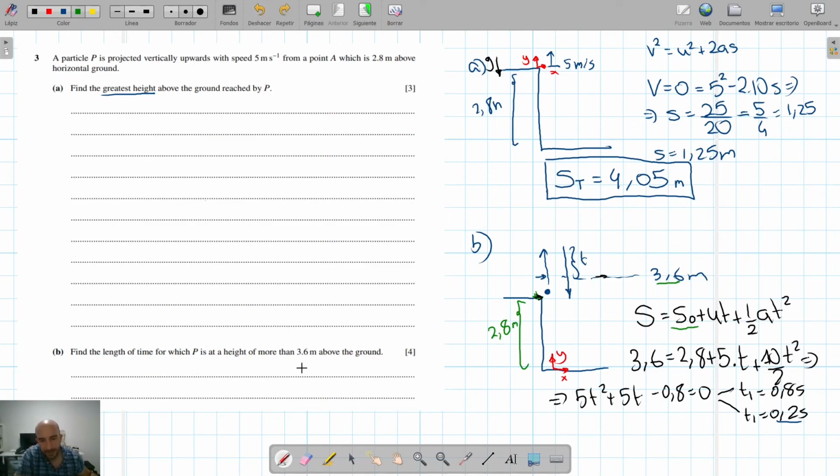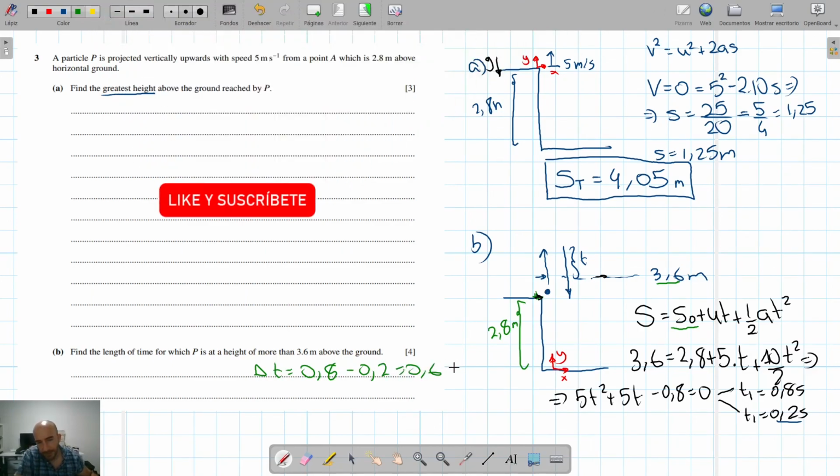So the time that we've been asked for, which is the length of time, is 0.8 minus 0.2, which is 0.6 seconds, and that's our length of time.